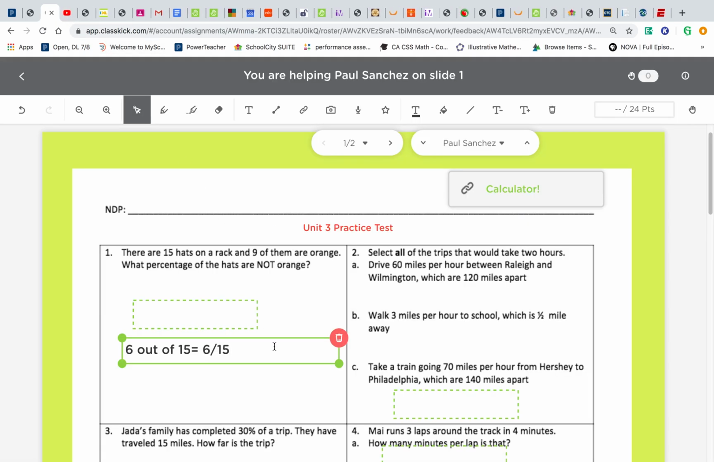All right, so if you have closed captioning on, then you can see that I've said 40%. All right, so Mr. Sanchez, go ahead, number 2.